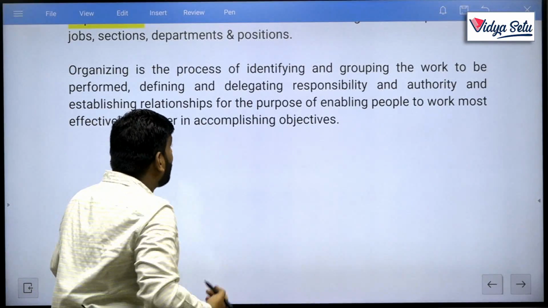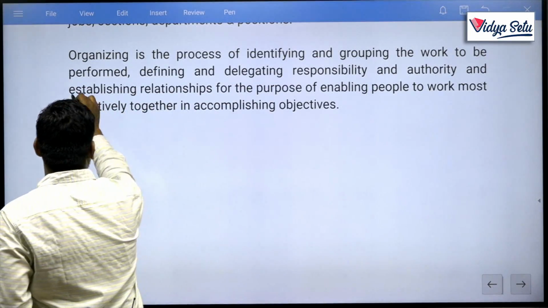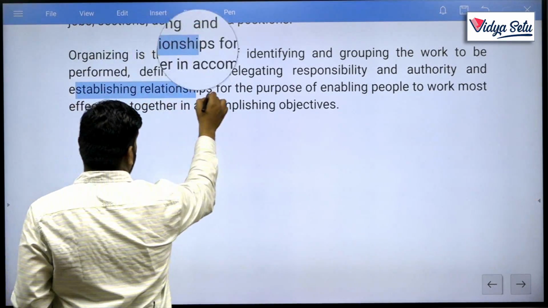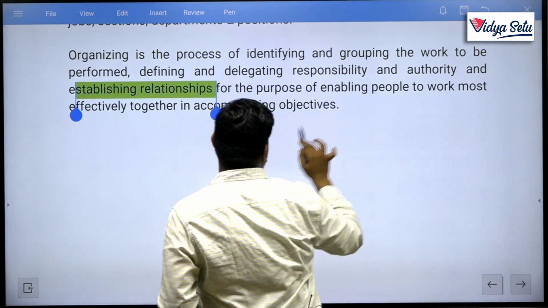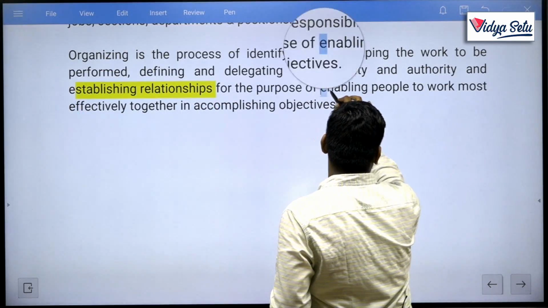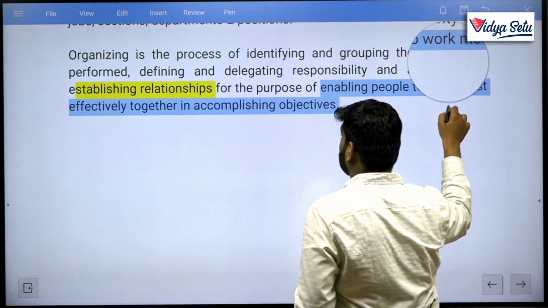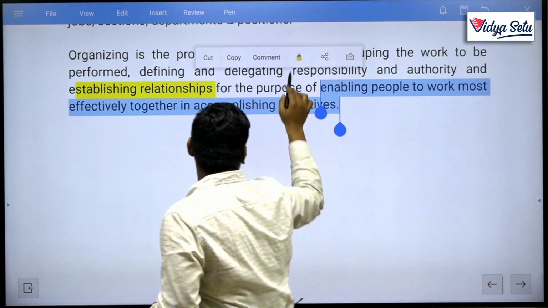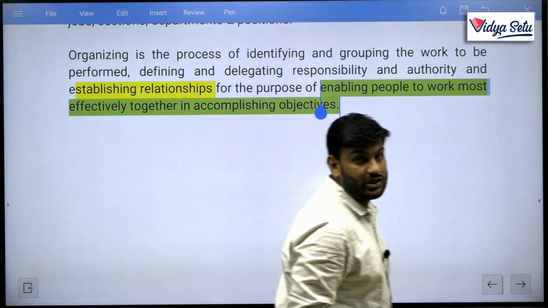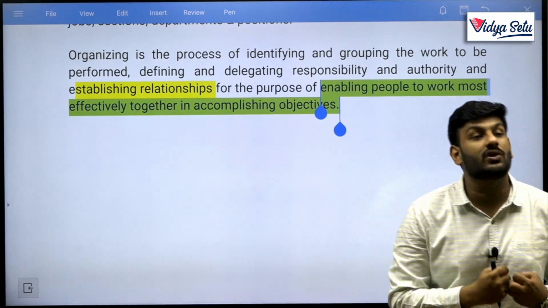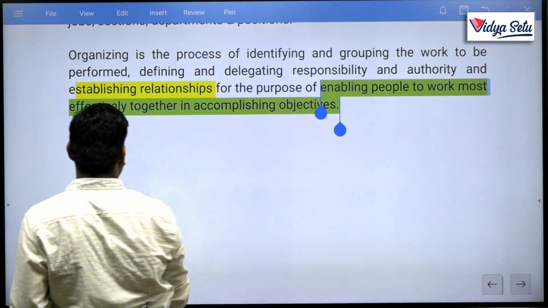And after defining and delegating responsibility, what do they want to do? They want to establish a relationship for enabling people to work most effectively together in accomplishing objectives. That is, establishing a relationship so that your workers do the work in an effective manner. Let's write that.